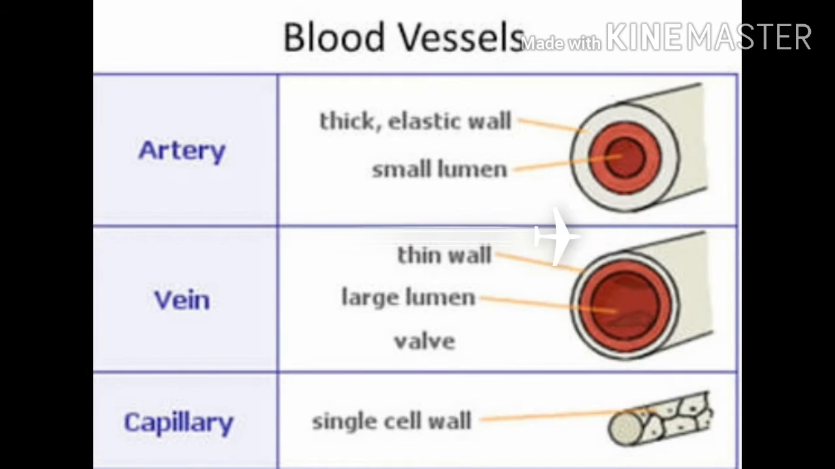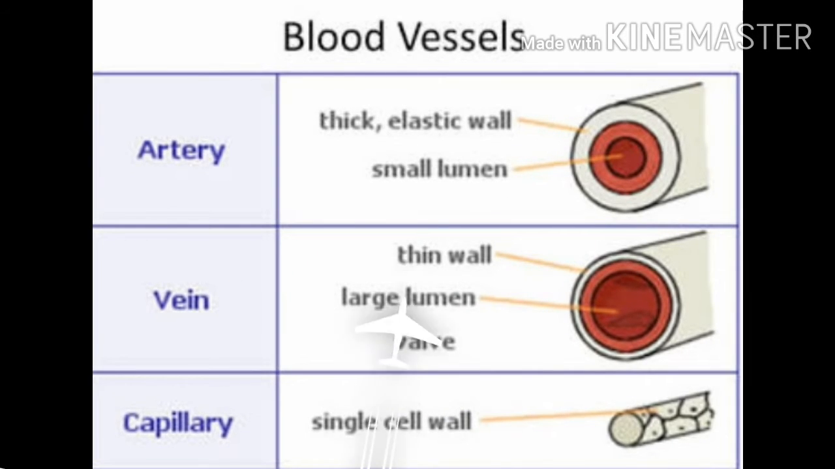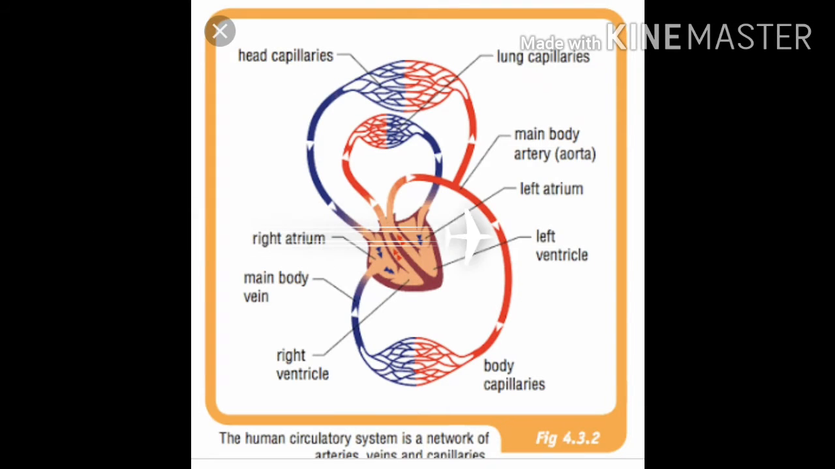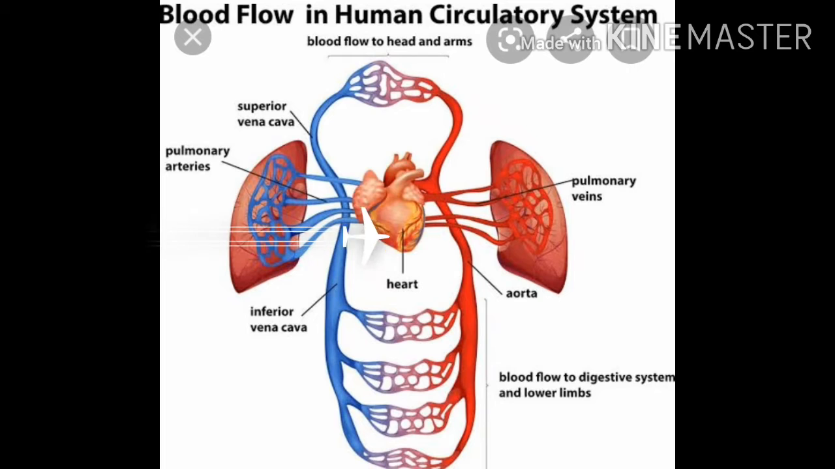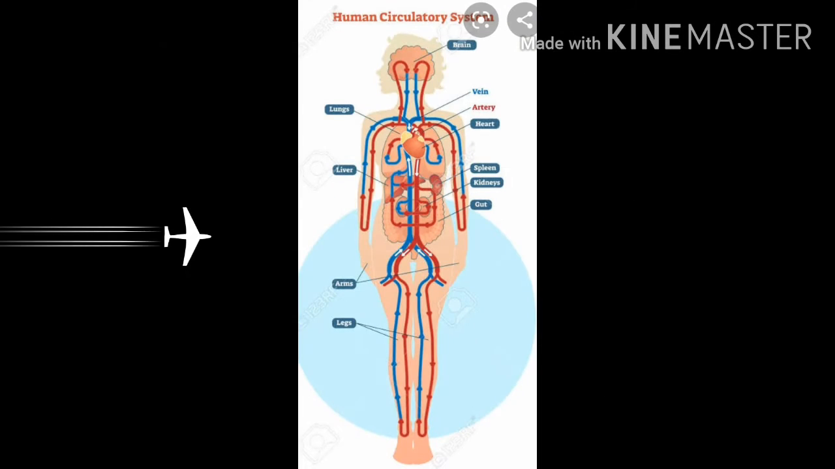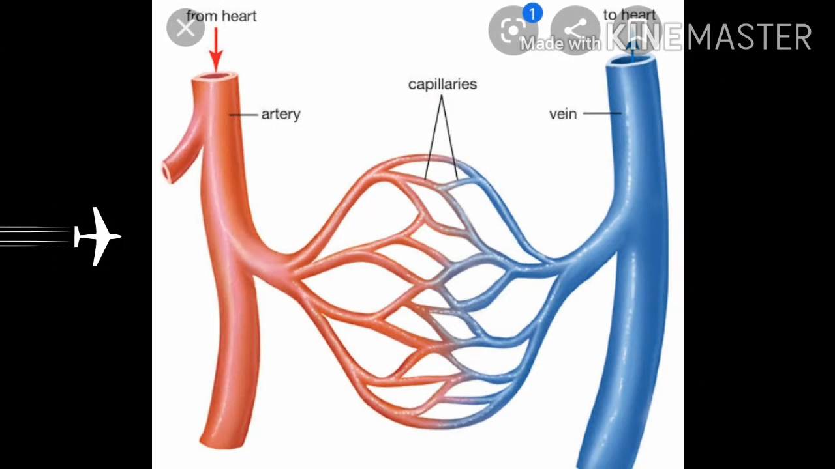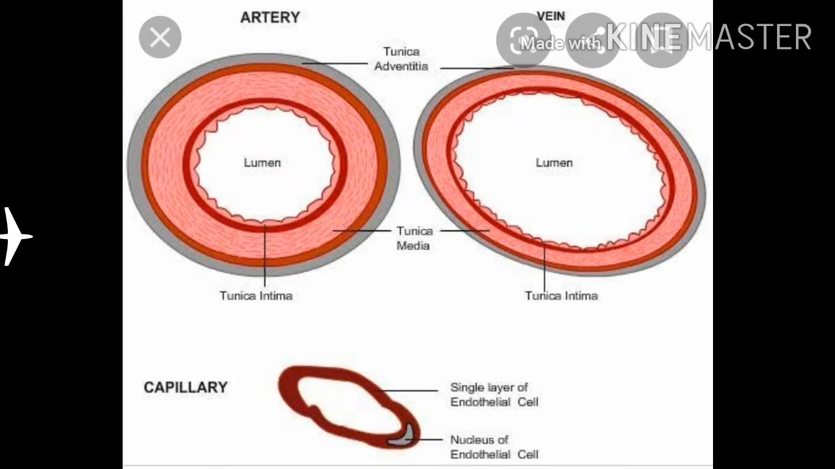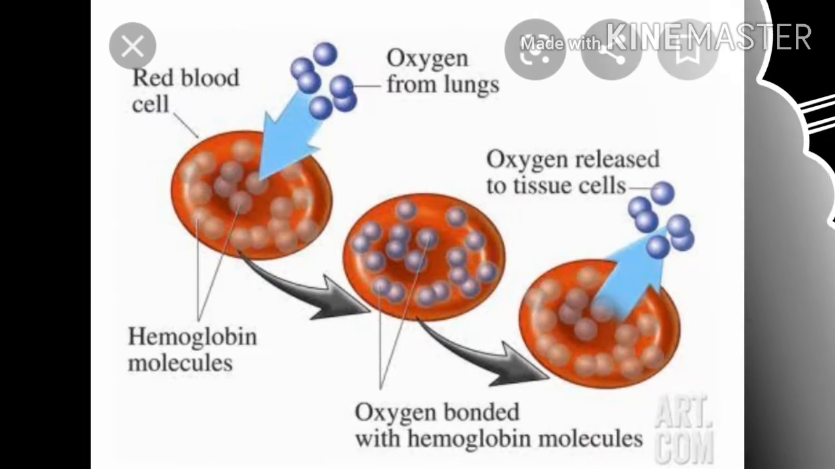The wall of an artery and a vein is composed of three distinct layers. The outer layer is known as tunica externa, the middle layer is called tunica media, and the inner layer is called tunica interna or intima. The wall of the artery has a thicker tunica media than that of a vein. Therefore, an artery has an elastic wall and a narrow lumen as compared with a vein. Besides, an artery has no valves, whereas a vein contains valves which check reverse flow.